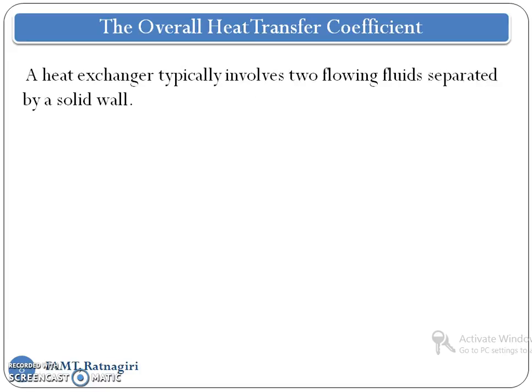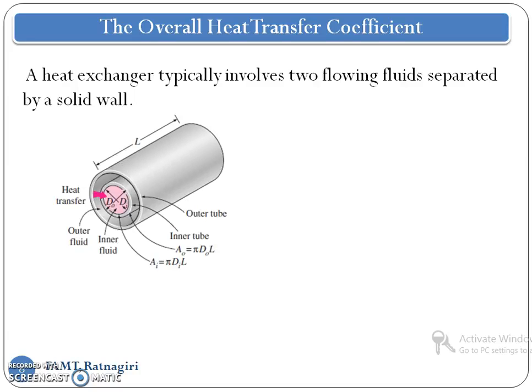Then, to have the overall heat transfer coefficient, first we have to see this diagram. Here we say the heat exchanger typically involves two flowing fluids separated by a solid wall. Now here we say which solid wall we have to consider. Suppose this is the inner pipe. Its outer wall is a solid wall through which we have to see how the heat is exchanged.